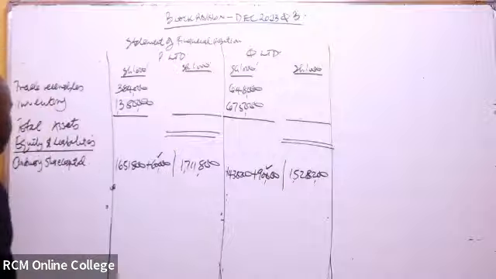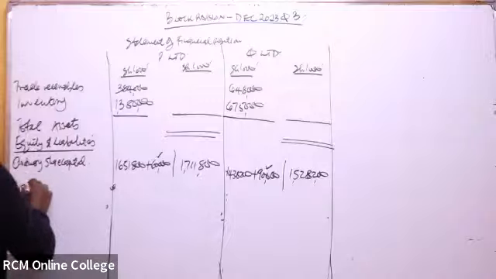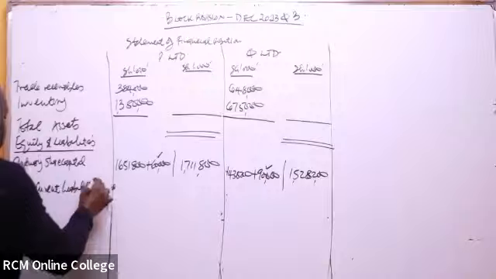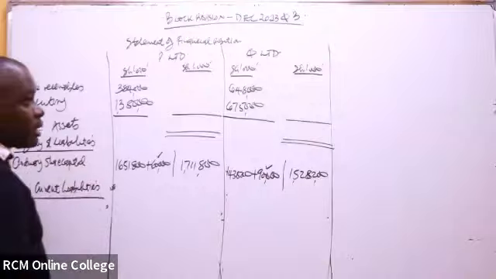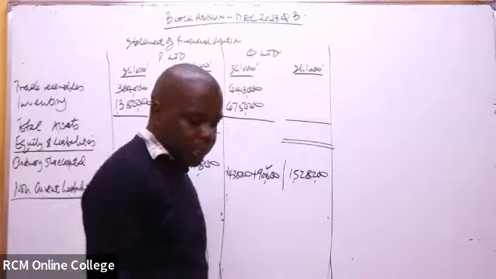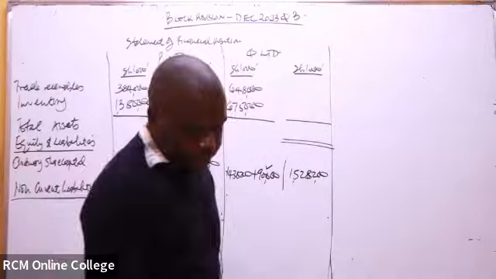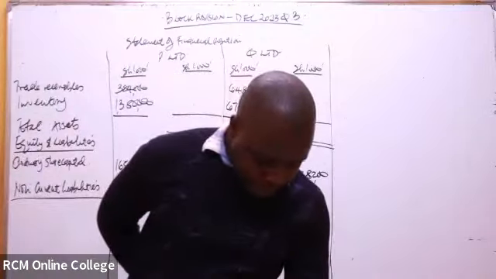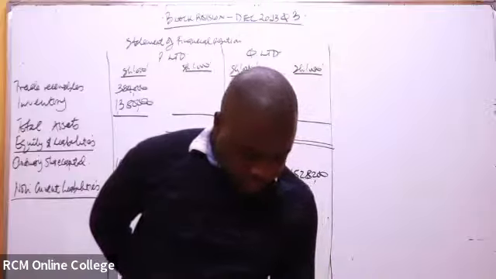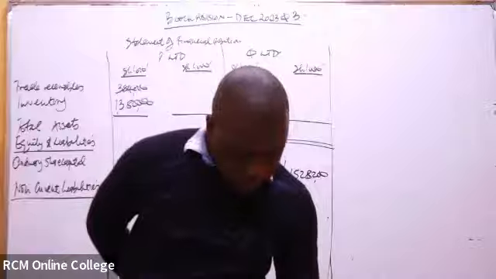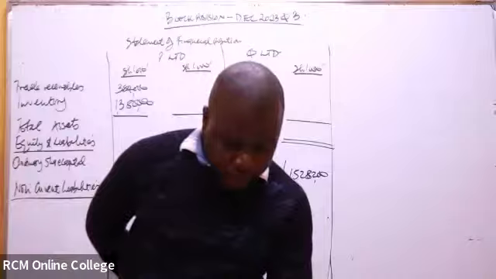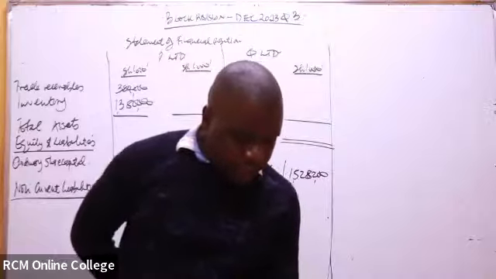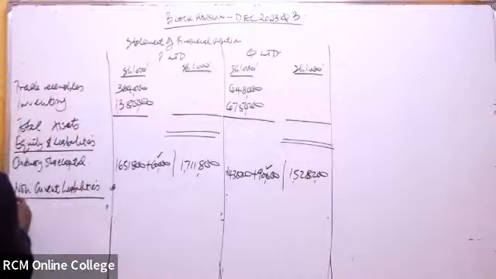Then we have non-current liabilities. There is a loan which was actually converted into debentures. So there's that loan of 72 million. They converted it into debentures, 43,200 and of course 28,800. So they converted it into a 10% debenture.